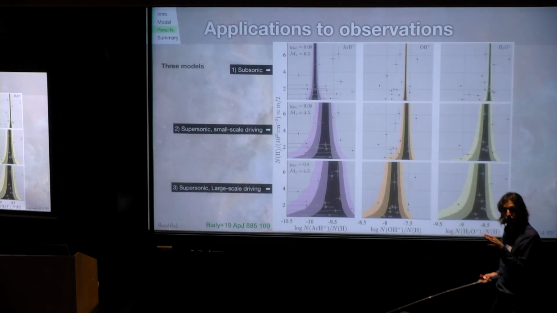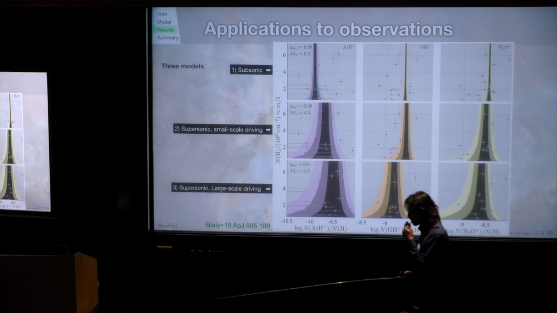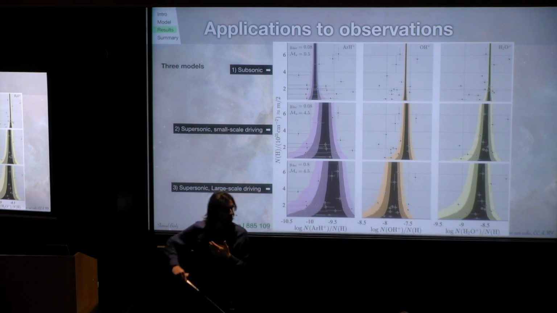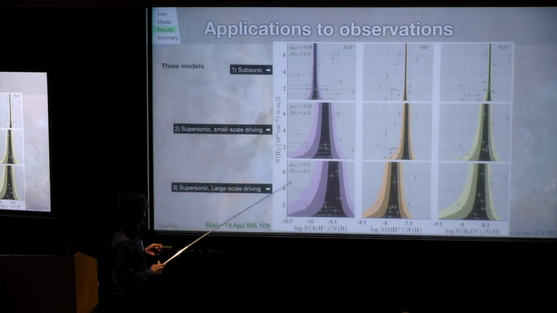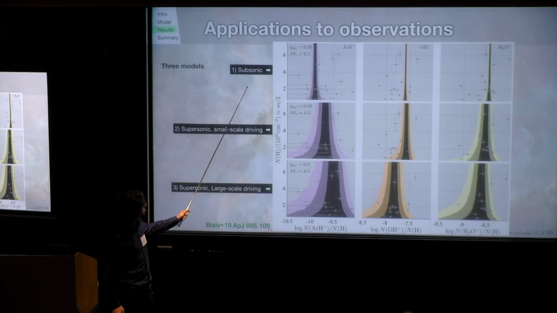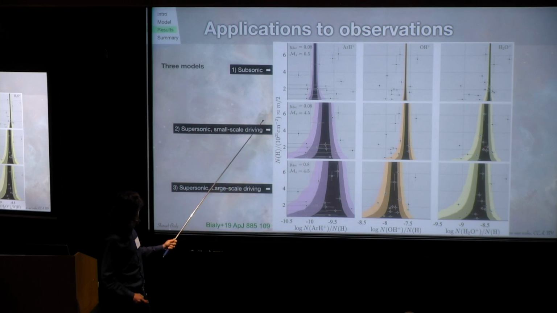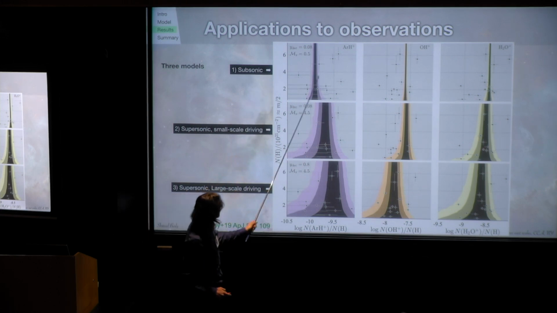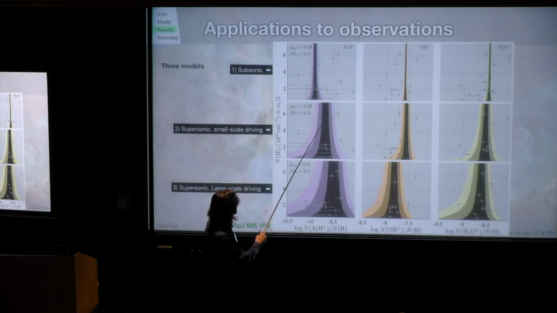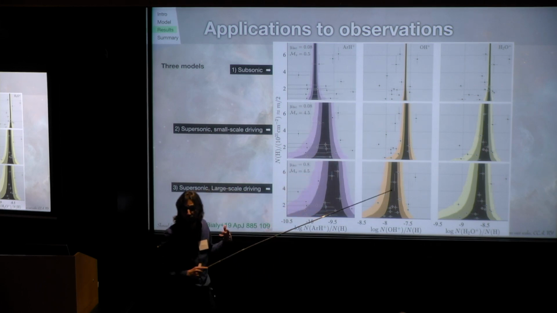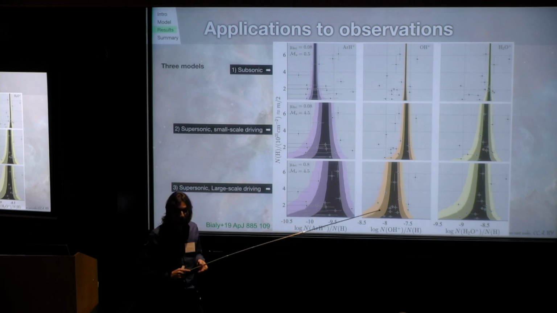Now let's apply this to observations. Let's see what we have in real observations. In this quite busy plot, I show three models for the three rows. This is a model of the subsonic box. This is a supersonic one, but driven on small scales. And this is supersonic driven on large scales. In each row is a different molecular ion species: argonium, ArH+, OH+, H2O+. These are molecular ions that are observed in the interstellar medium.